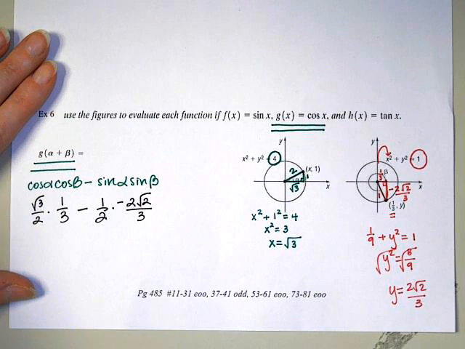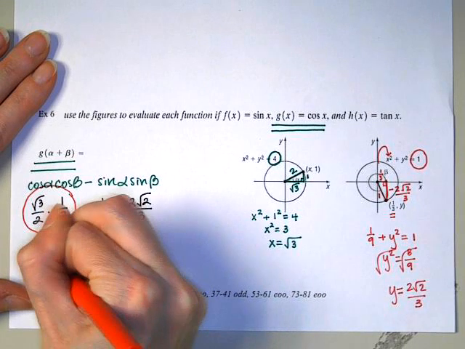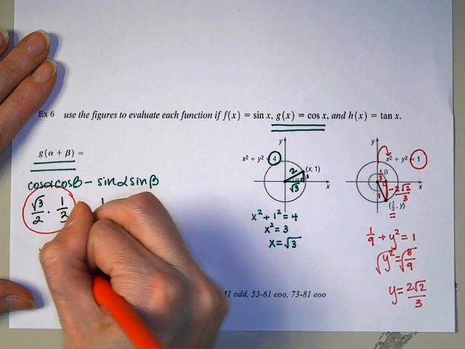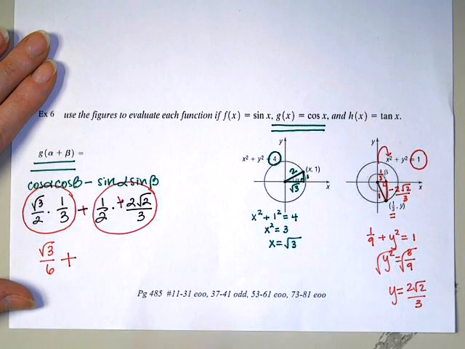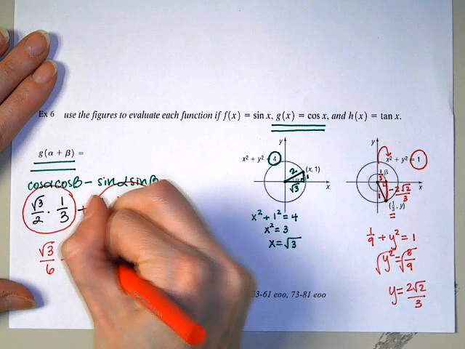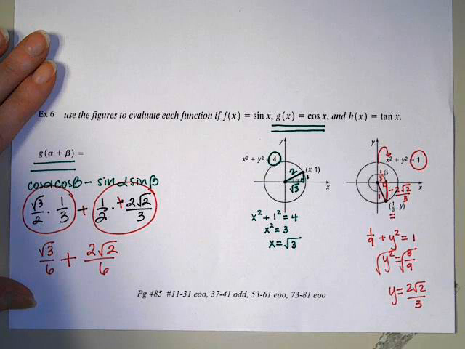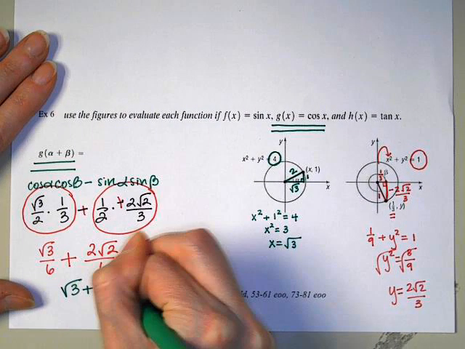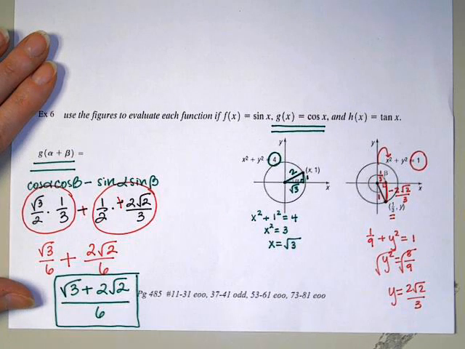And now we can just multiply everything. So if you multiply these, you get root 3 over 6. A minus, let's just make a big plus. And then if you multiply these, you get 2 root 2 over 6. And then let's just add them together. It'll be root 3 plus 2 root 2 all over 6. And that's your final answer.